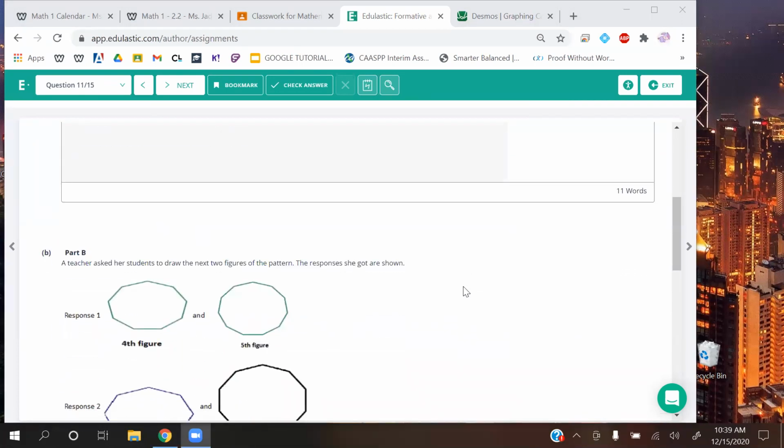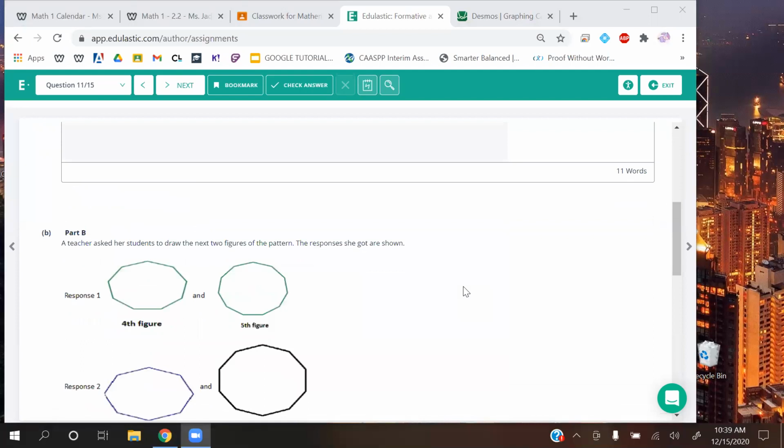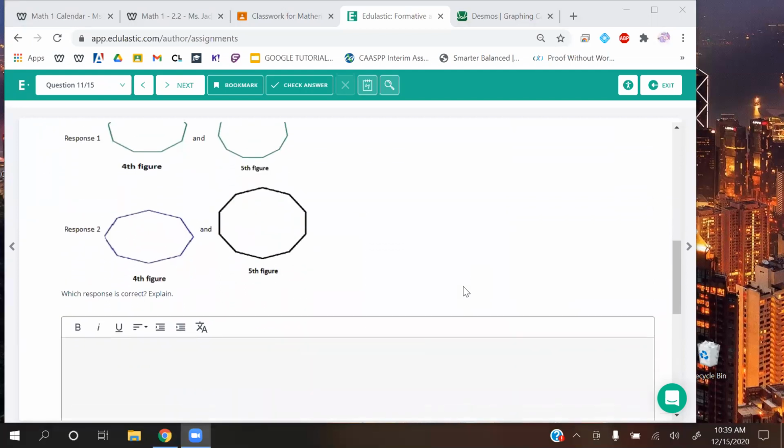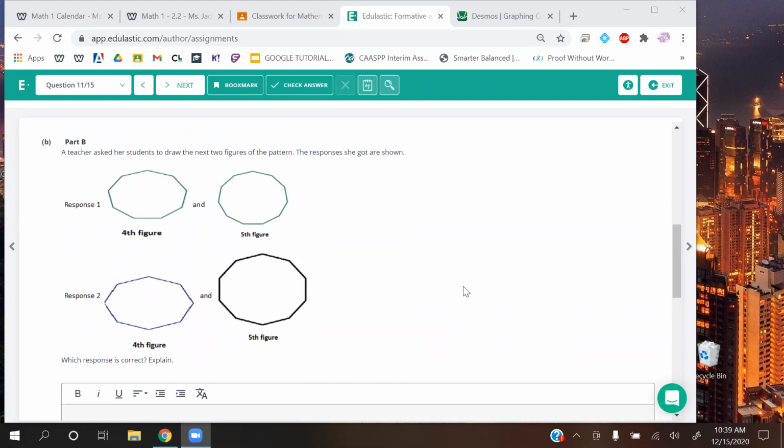Okay, the teacher asked the students to draw the next two figures of the pattern. The responses she got are shown. So which response is correct and explain. I'm going to annotate again. So originally we had 3, 5, 7. So let's double check these to make sure we should get 9 and we should get 11, right? Because if we're still adding 2 every time, it should be 9 and 11 next. So I'm gonna take a look.